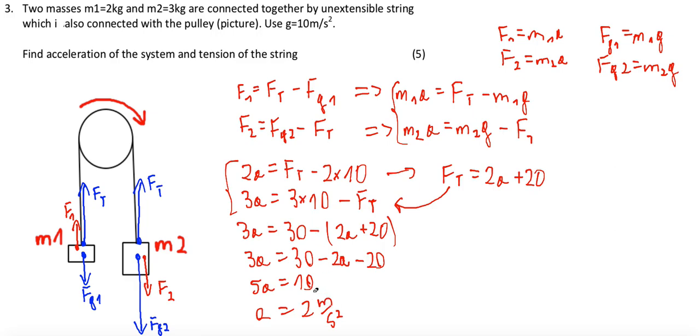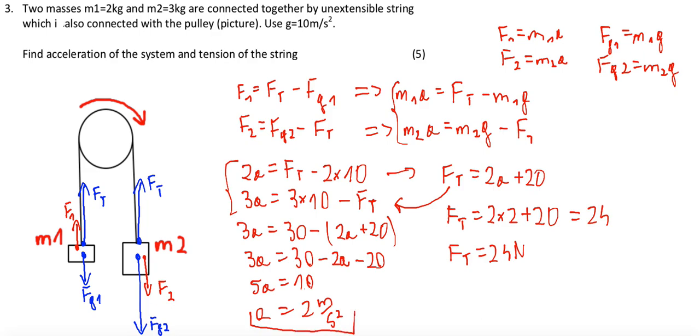Okay, this number is of course 10. And also Ft, we can use this equation. Ft is 2a, so 2 times 2 plus 20. 2 times 2 plus 20 is of course 24, so tension is equal to 24 newtons. So acceleration is equal to 2 meters per second squared, and tension is equal to 24 newtons.